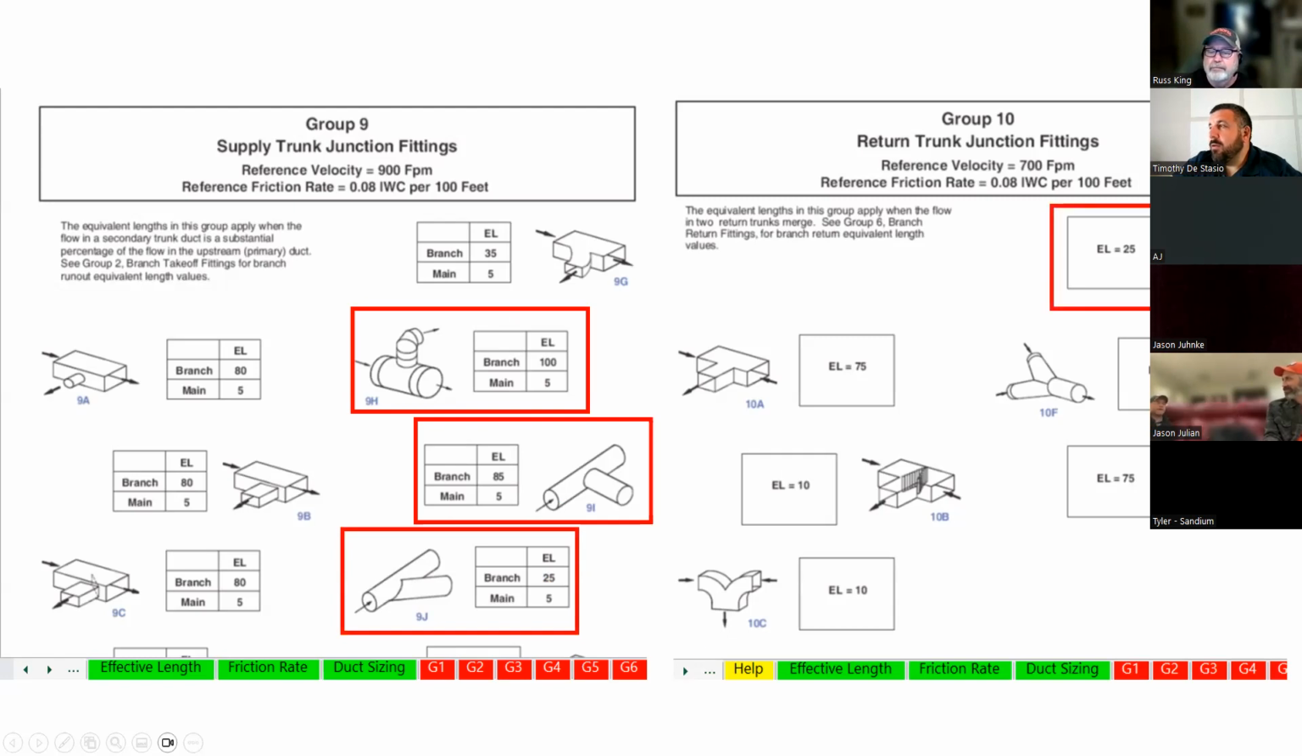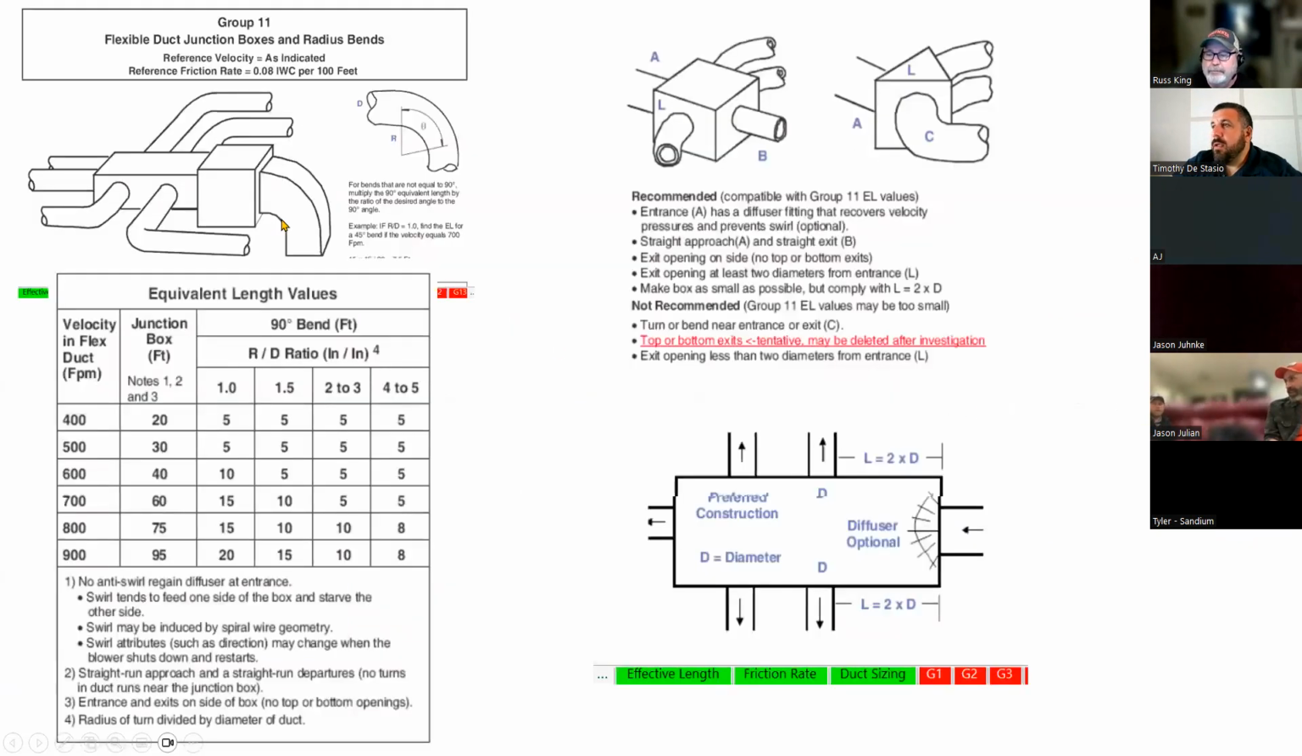Same thing with returns. When you're putting a return in, if you can Y it in and get these two airstreams merged together, as opposed to a T fitting where they just crash into each other, you can pick up some performance there. So in this area here, you've got a return, airflow is going that way, airflow is going down. It's hitting that airstream. There's a lot of turbulence there. But if you can get them to merge into one another, it performs a lot better.